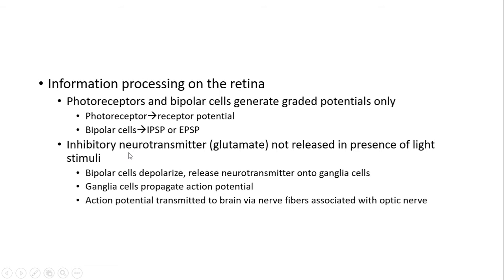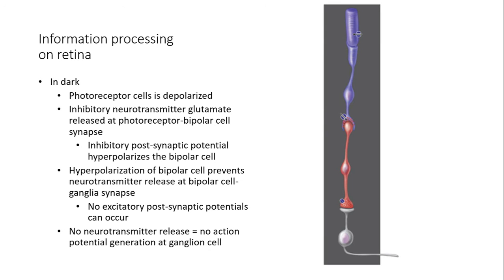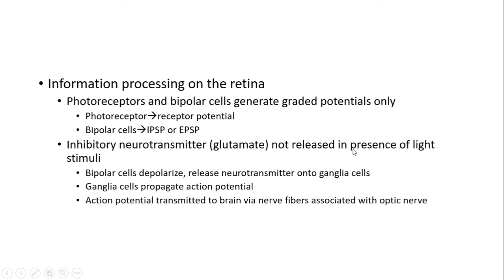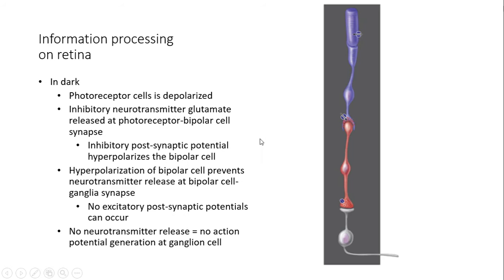So now, for the inhibitory postsynaptic potential, what neurotransmitter do they use? If you learned about glutamate, glutamate is normally seen at synapses that are inhibitory. It's not always the case, but it's more common to see glutamate as an inhibitory neurotransmitter. And the thing is, the glutamate is actually not released when light is present. All this is going to be explained in another slide, specifically this one right here. It says in the presence of light, glutamate is not released.